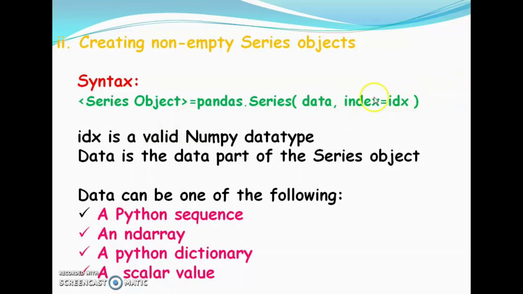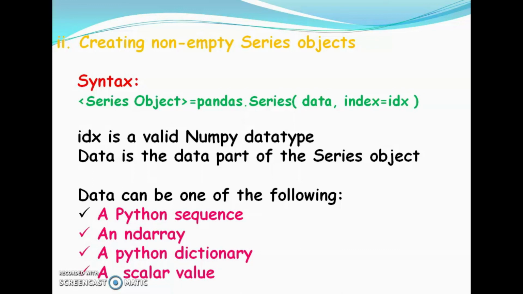Index is equal to idx, where idx is a valid numpy data type. Then data is the data part of the series object. The data can be one of the following: first, a Python sequence; second, an ndarray, an n-dimensional array; third, a Python dictionary; fourth, a scalar value. Okay, clear?